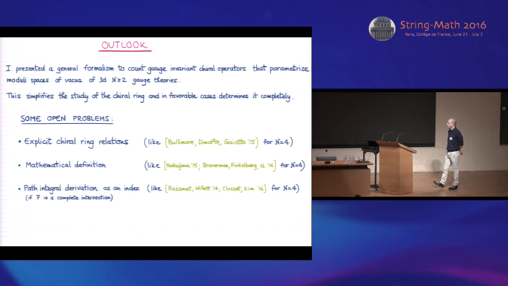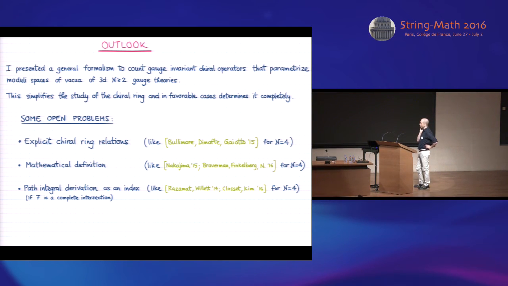What I presented today is a general framework to count gauge invariant chiral operators that parameterize the moduli space of vacua of three-dimensional N=2 and higher gauge theories. I hope I convinced you that this kind of technique can simplify the study of the chiral ring. And in favorable cases, we can determine the chiral ring and the moduli space of vacua completely.